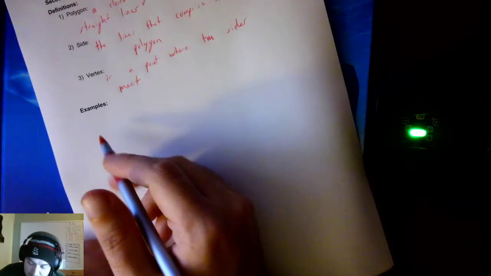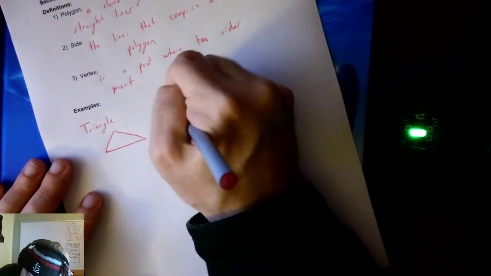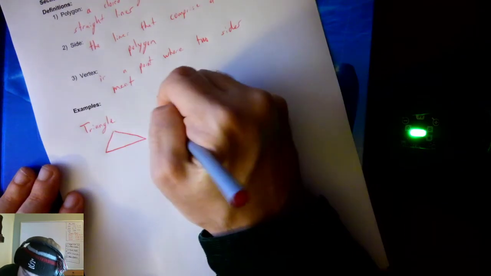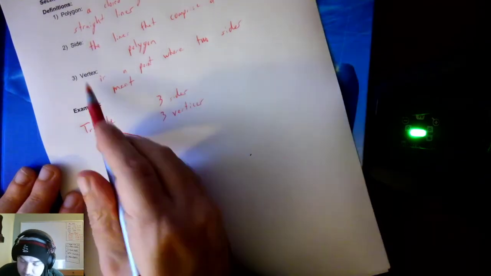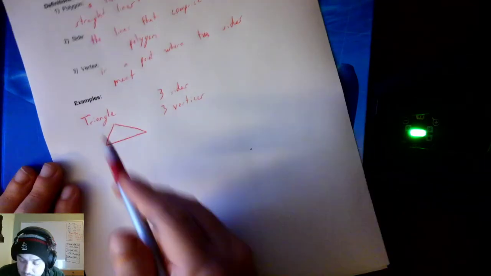So let's draw some examples of polygons. The first, most easy example would be a triangle, right? We can draw a triangle. It has three sides and 3 vertices. Vertices is the plural of vertex. Think like cactus and cacti. Triangle. We also have rectangles, right?